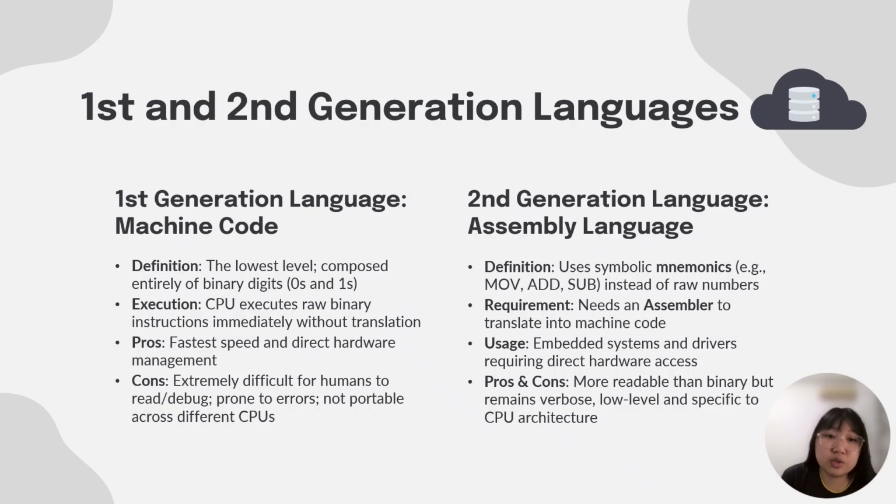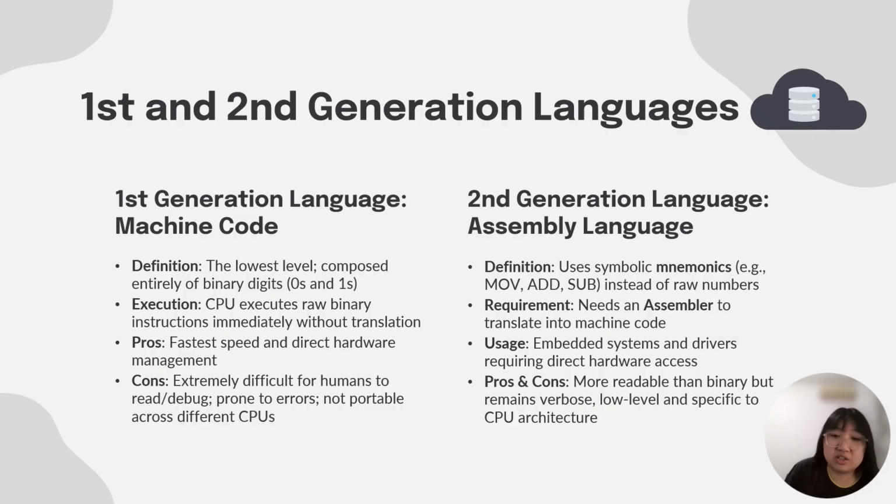Now we look at the first and second generation languages. The first generation language is machine code, literally binary numbers like 0 and 1. Humans can't read it easily, but CPUs can understand it directly. The main advantages are the fastest speed and direct hardware management. But how about the disadvantages? It is pretty much impossible to write by hand, error prone, and completely tied to a specific CPU architecture.